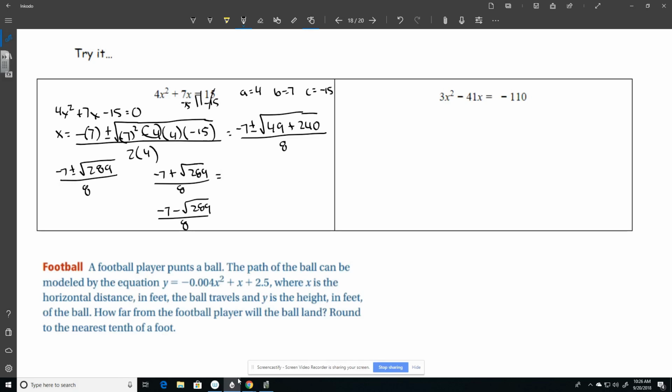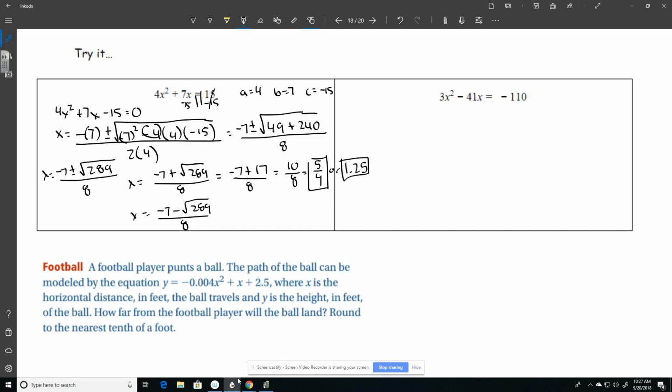So the first one, and all of these, remember, this is x equals negative 7 plus the square root of 289. So I have negative 7 plus the square root of 289 is 17 divided by 8. Negative 7 plus 17 is positive 10 divided by 8, which if I simplify that becomes 5/4. So one of my answers is 5/4, or 1.25 if it wants a decimal. So there's one of my answers.